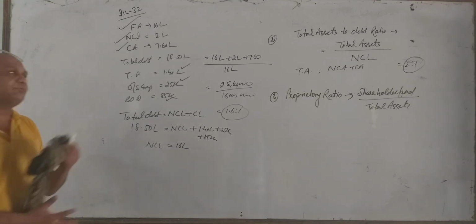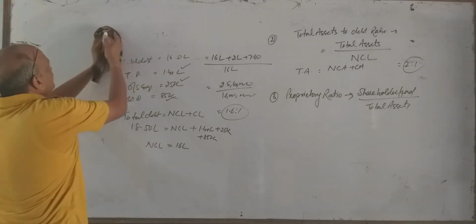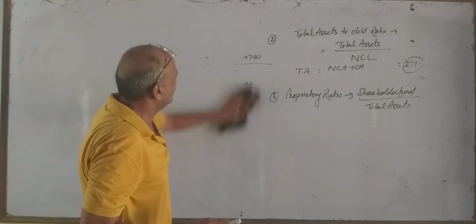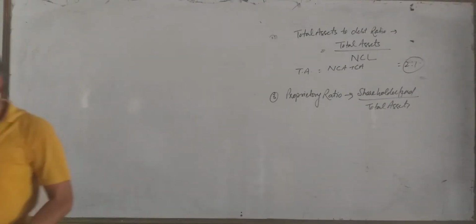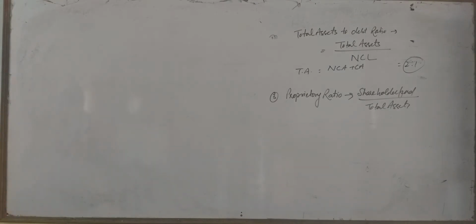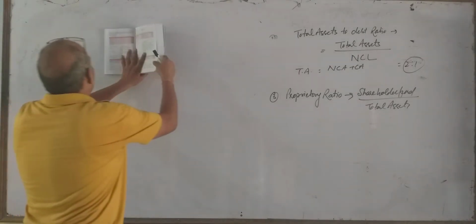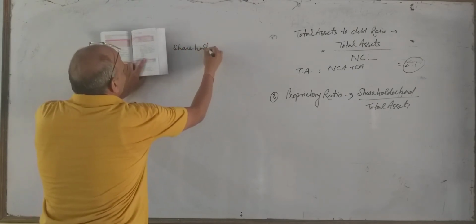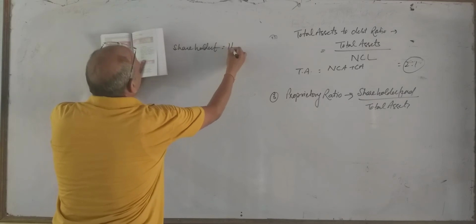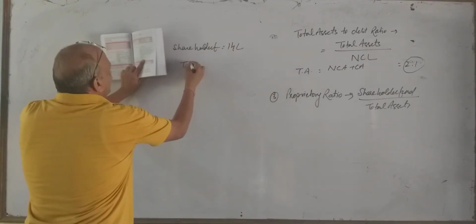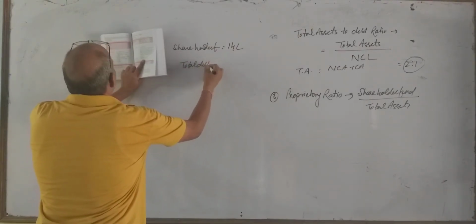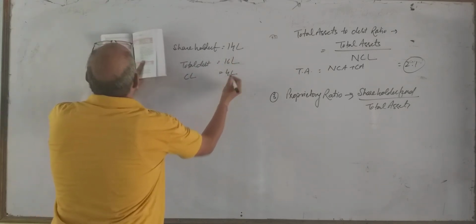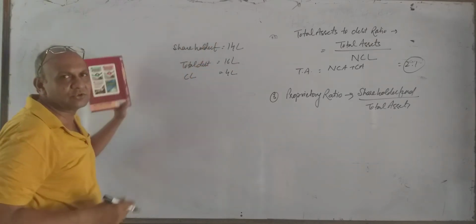Let us do one more sum for the same topic. We have been given shareholder fund of 14 lakh. We have been given total debt of 16 lakh. And current liabilities are 4 lakh. Calculate the total assets to debt ratio.